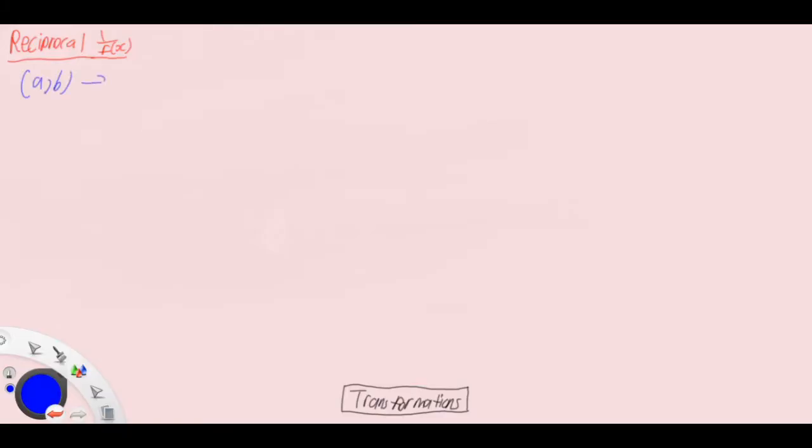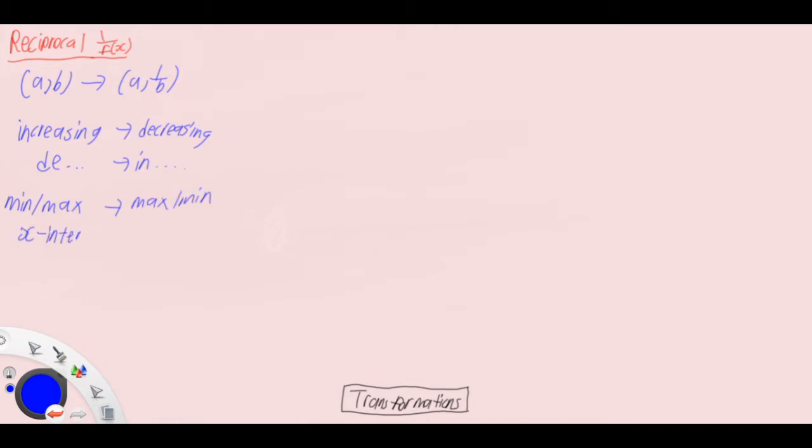Next up, we have reciprocal graphs. Basically, (a, b) becomes (a, 1/b). If you have a portion of the graph that was increasing, it is now decreasing, and vice versa. On that note, if we have a minimum or maximum point, it becomes a maximum or a minimum point. X-intercepts become x-asymptotes. X-asymptotes then become x-intercepts. So the idea of opposite really carries on throughout the chapter.